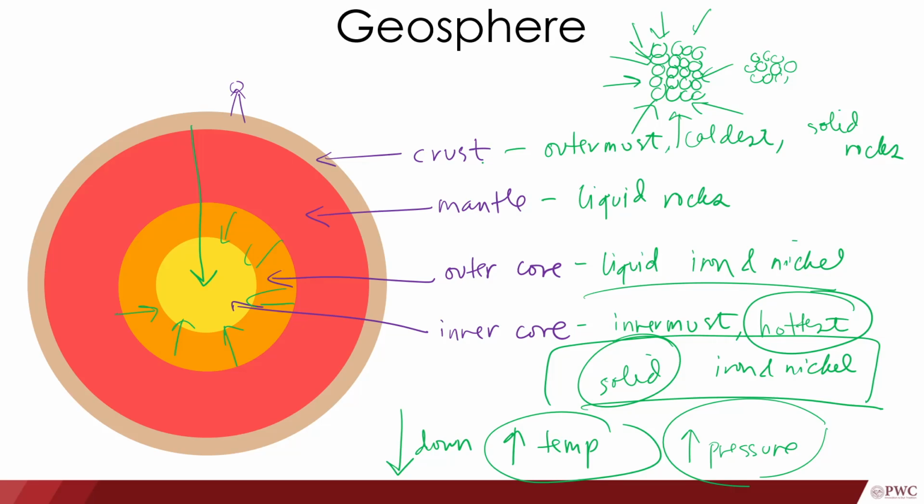The crust is made up of solid rocks. The mantle is made of liquid rocks, because of the high temperature. The outer core and the inner core are made up of iron and nickel. The outer core is liquid because of high temperature, and the inner core is actually solid. It's solid because of intense pressure. The intense pressure compresses the particles to be close to each other, and that makes the inner core solid.